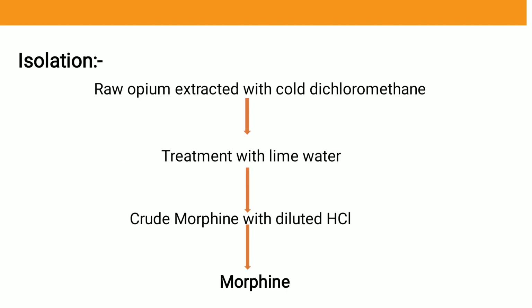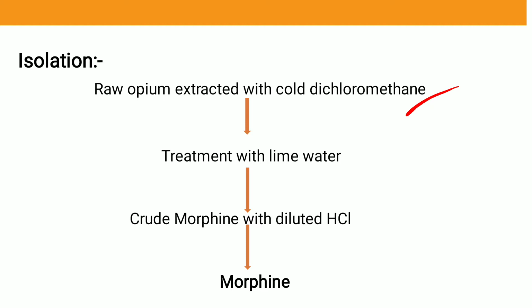Number 2. Isolation. For the extraction of morphine, some steps are followed, in which the first one is raw opium extracted with dichloromethane. In this step, the other alkaloids, that is papaverine and narcotine, dissolve in dichloromethane, whereas the morphine and other substances remain insoluble in the residue. At last, the dichloromethane layer is separated.